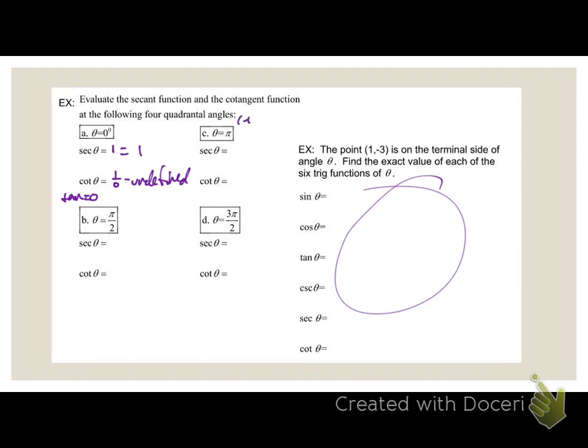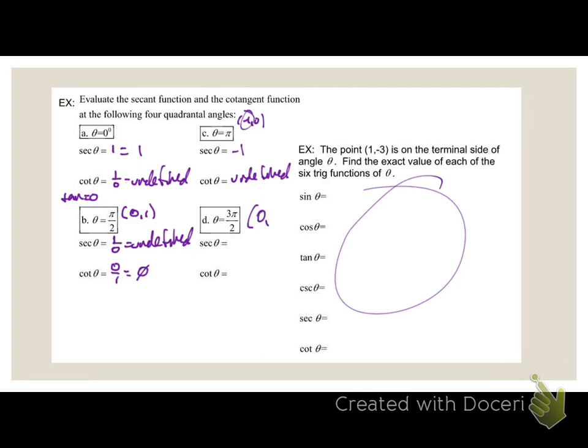At pi, right, secant is taking cosine and flipping it over, so you're taking -1 and flipping it over and getting -1. Cotangent is actually x over y, so -1 over 0 is again undefined. Pi over 2, your coordinates are 0, 1. So if you flip over 0 to get secant, you're going to get 1 over 0, which is undefined. Cotangent means that we're taking x over y, so 0 over 1, which is 0.